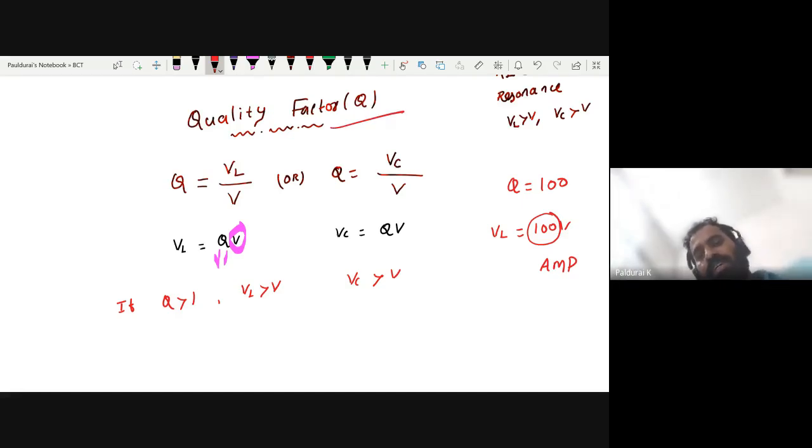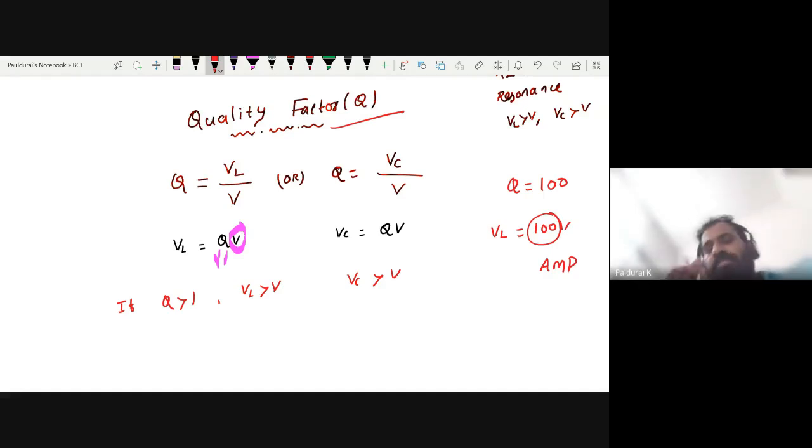That's what it is called, quality factor. And here this formula is very important. It is the ratio between either the voltage drop across the inductor to the applied voltage, or the voltage drop across the capacitor to the applied voltage.